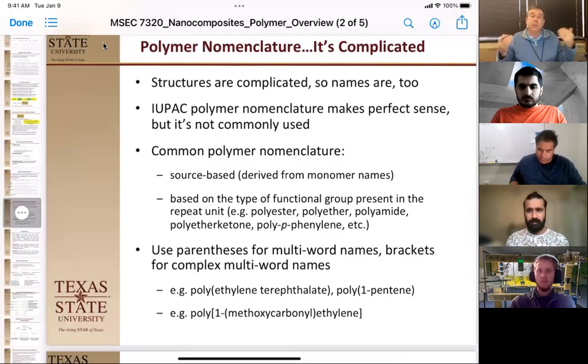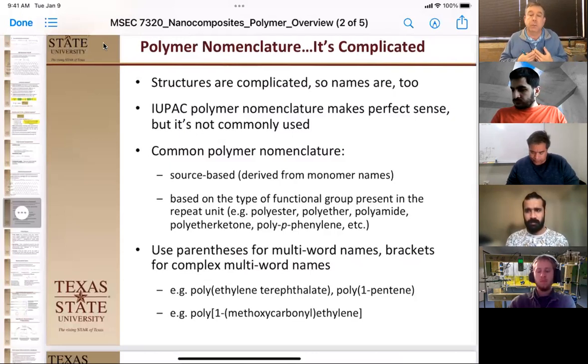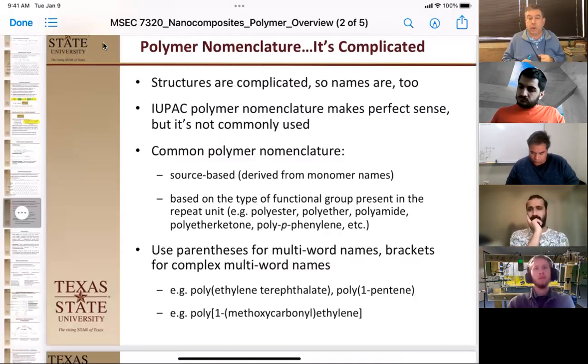Now the other way to do it, especially in step growth polymers, is by the type of functional group. Remember, in chain growth we tend to have a carbon-carbon backbone. But in step growth, we tend to have some other functional group in there, and so we tend to name the step growth ones by the functional group that is used to make that polymer grow.